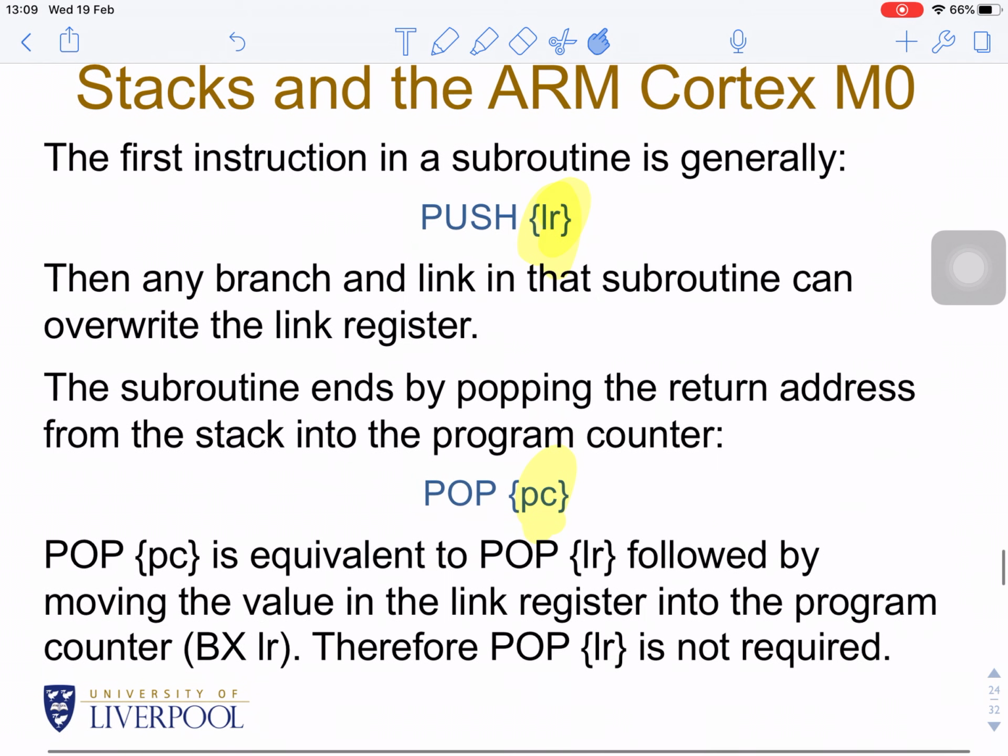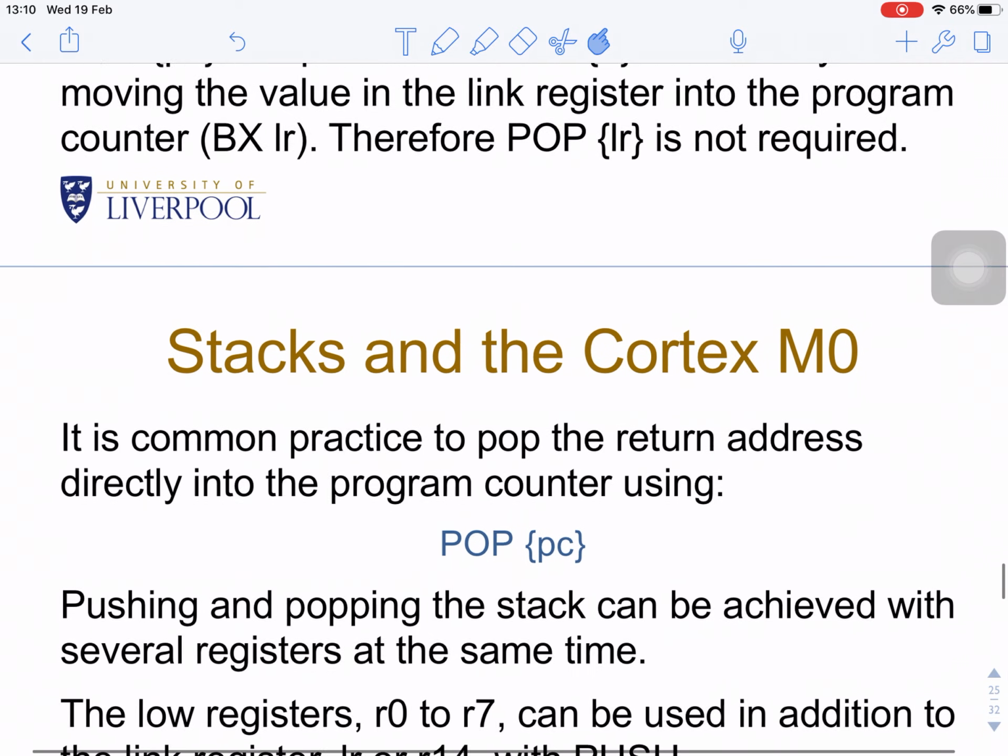So let's do the stacks in the ARM Cortex M0. The first instruction in a subroutine is generally push LR. Any branch that links the subroutine could otherwise be overwritten in the link register. The subroutine ends by popping the return address from the stack onto the program counter. Pop PC is equivalent to pop LR followed by moving the value in the link register onto the program counter. Therefore, pop LR is not required.